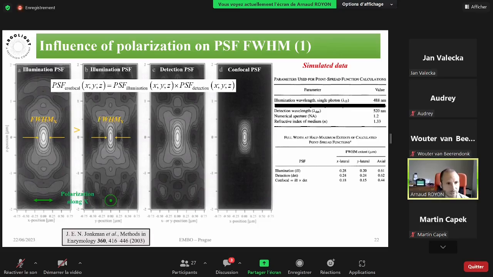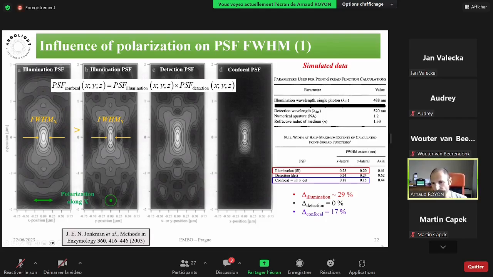And basically, what they found out is that the full width at half maximum of the PSF along the polarization is larger than the full width at half maximum perpendicular to the polarization. And if you want to quantify that, there is about 30% of difference in the illumination PSF, resulting in about 17% of difference in the confocal PSF.